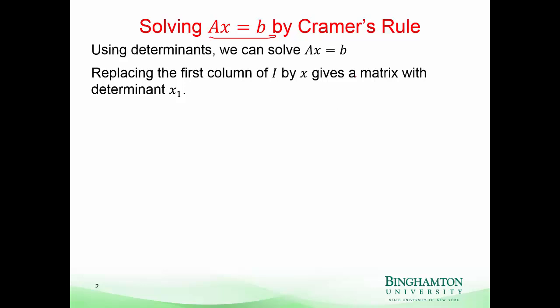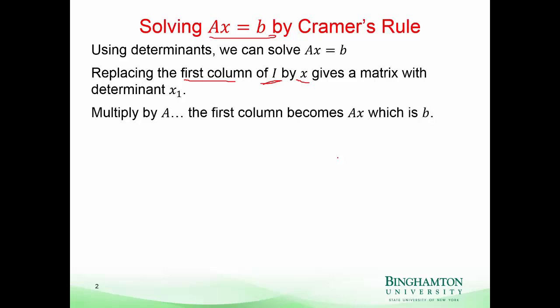So suppose, let's forget about Ax equals b for a minute. Suppose we take the identity matrix, we take its first column, and we replace it by the arbitrary vector x. So we'll just put x1, x2, x3 down that first column, and so on.